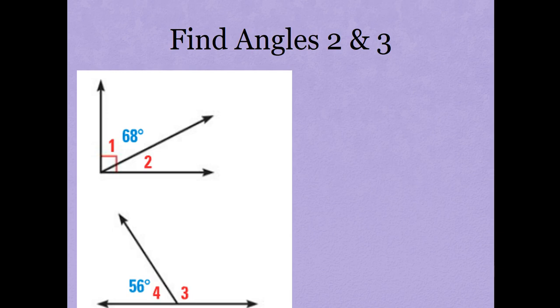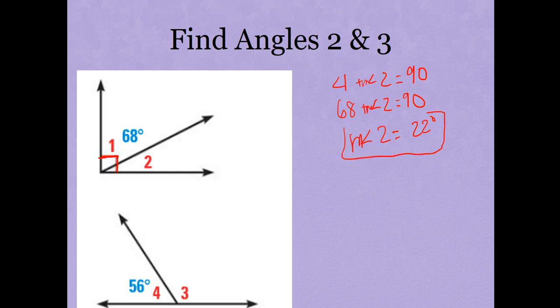Find the measures of angles 2 and 3. Let's try this first one first. What does this box mean? We talked about that in the last section, so you have to remember what that means. It means 90 degrees. So angle 1 and angle 2 add up to 90. We already know angle 1 is 68, so we just take 90 minus 68 to get angle 2. Angle 2 is 22 degrees. Really I should say the measure of angle 2, since we're talking about how many degrees it is.